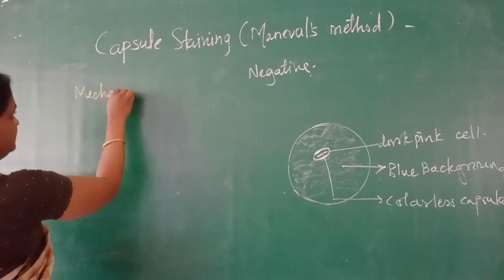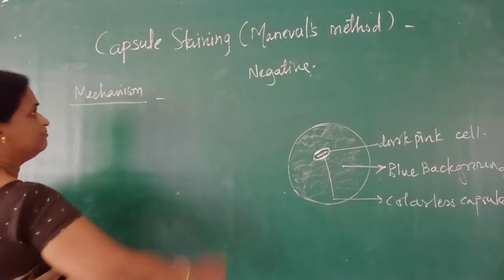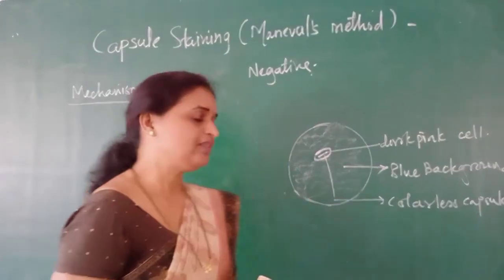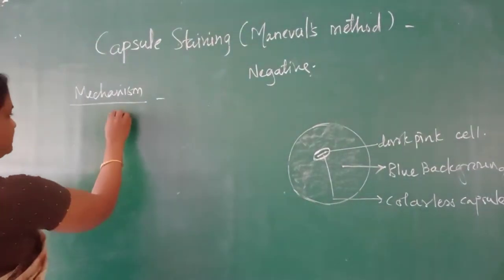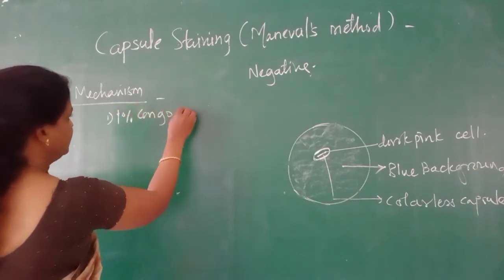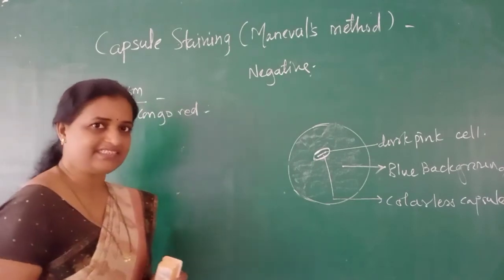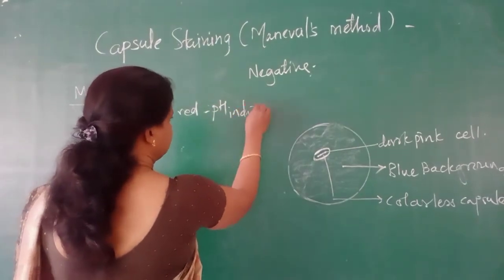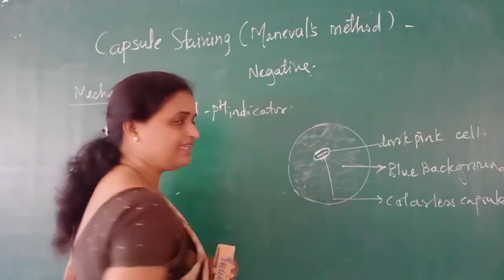Now this explains the mechanism behind capsule staining. According to Maneval's method, 2 stains are used. One is 1% Congo red. The speciality of Congo red is that it is an acidic stain. At the same time, it is a pH indicator. How does it indicate the pH?